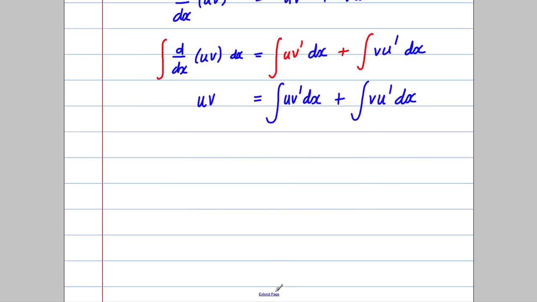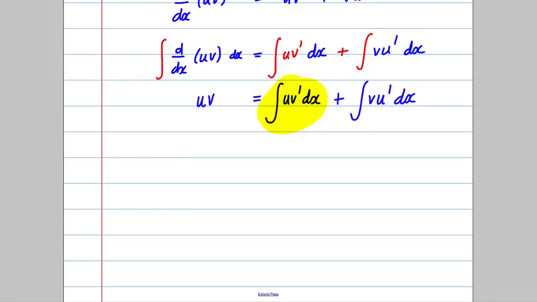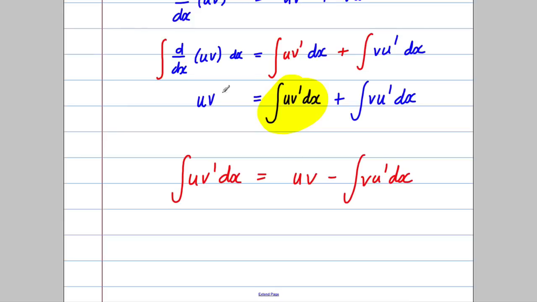Now, how this turns out to be useful: if I make this thing here the subject of the formula, I have the following. The integral of u v dash with respect to x is going to equal uv subtract the integral of v u dash with respect to x. And the other thing I'm going to need, if these are indefinite integrals with no limits on them, is a constant of integration here as well. It will be a constant on both sides, but I could just write it as one constant on one side.